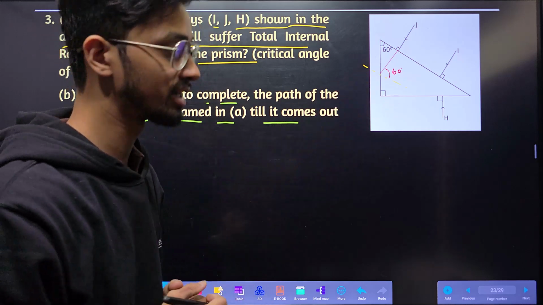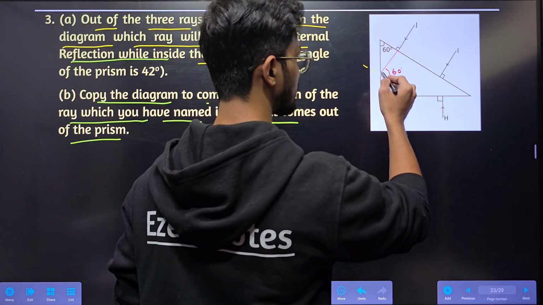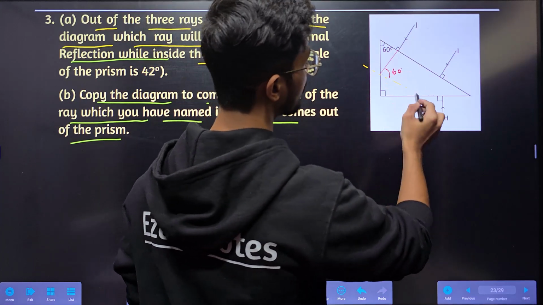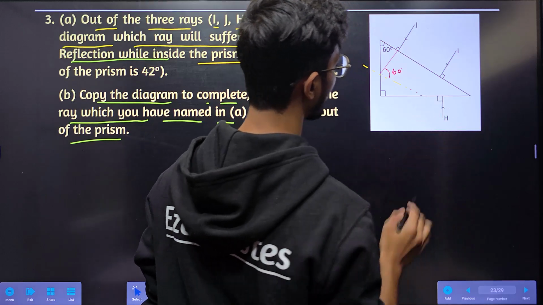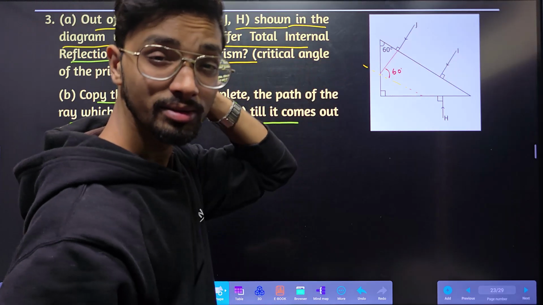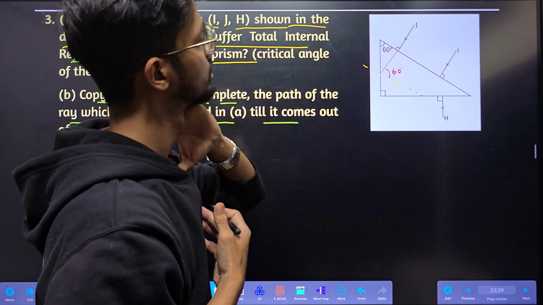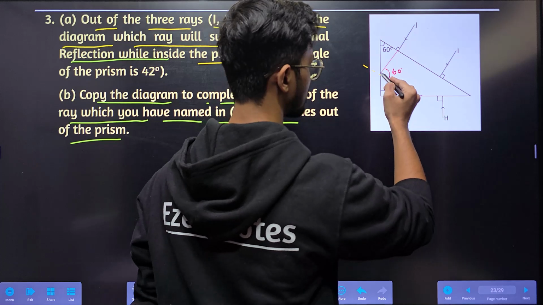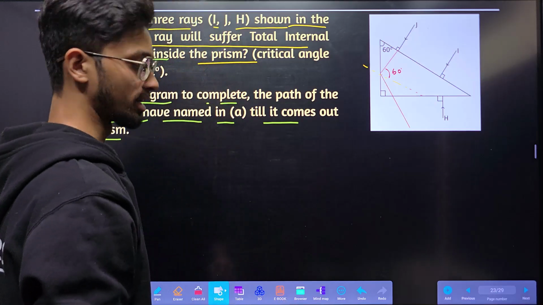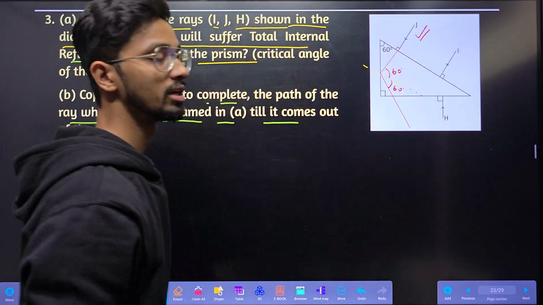It is more than the critical angle. So it will get totally internally reflected like this. 60, so it will make an angle of 60, right? Here it's 60, 30. 30 plus 60 is 90. So here again it will be 90. This will also be 90. So it will come back like this. Totally internally reflected. This angle will also be 60 degrees. So J will be totally internally reflected.